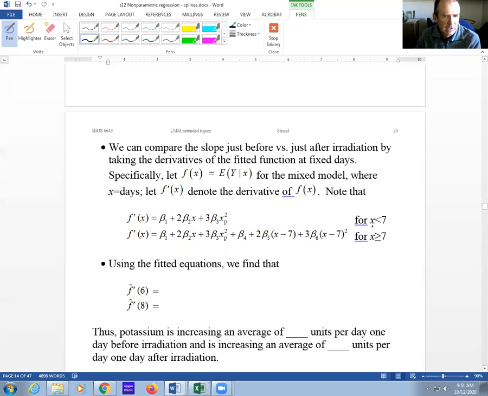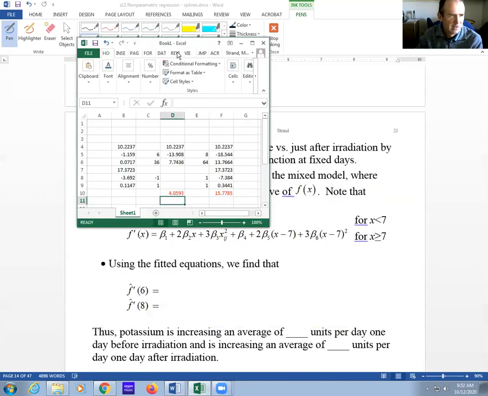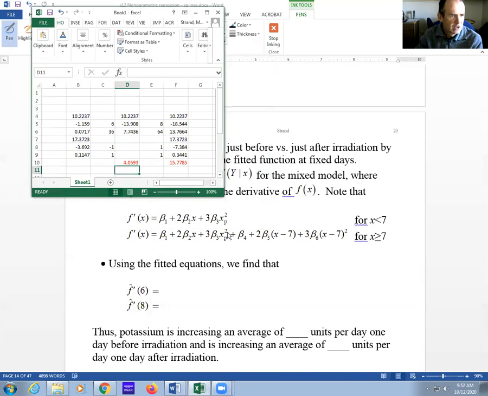And obviously the function looks a little different if we're talking about before 7 days and after 7 days. So we can get one to express the rate of changes for x less than 7, and then one for x at least 7. And I did this right before class, so there could be some errors in it. But I'll use my trusty Excel here just to check.